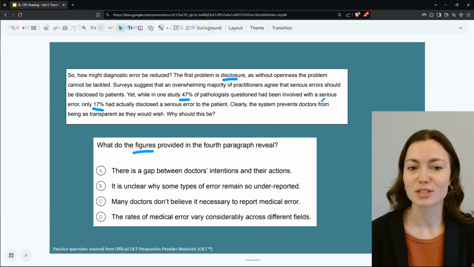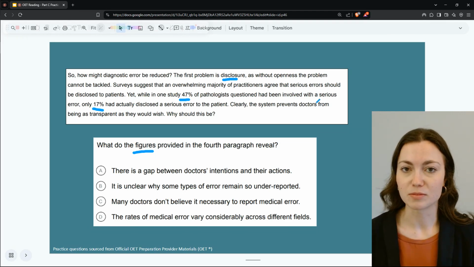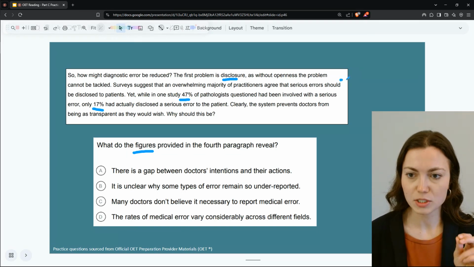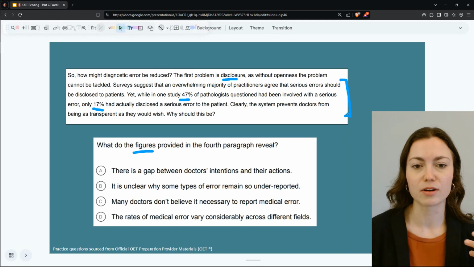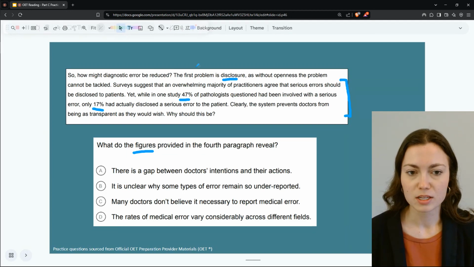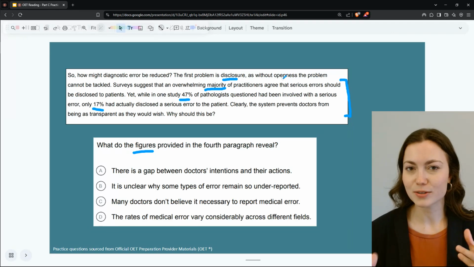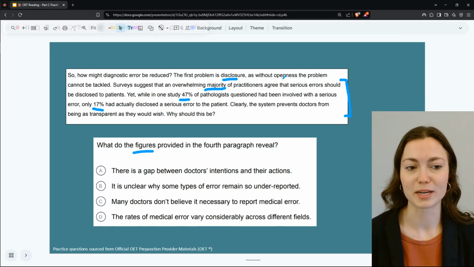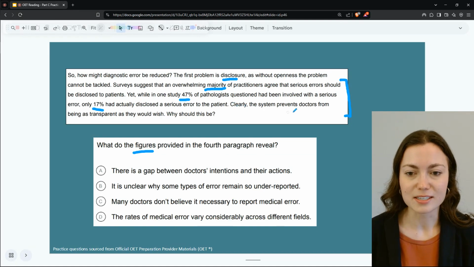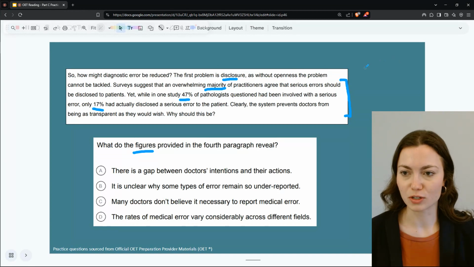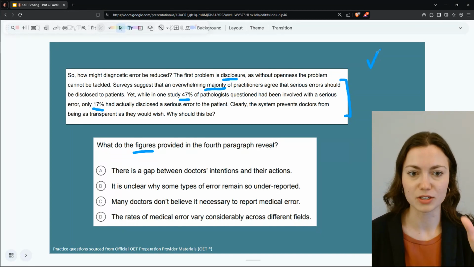All right, so when you first look at that, you might think, I'm focusing on the difference between the 47% and the 17%, and that is part of it. But don't forget, numbers and figures can also be represented in language form. So words like "the overwhelming majority of practitioners agree" also get at the number or the amount, right? So here we have: clearly the system prevents doctors from being as transparent as they would wish. Why should this be? If the overwhelming majority agree that you should disclose it, let's put a check mark. They think, yes, that's a good thing to do.